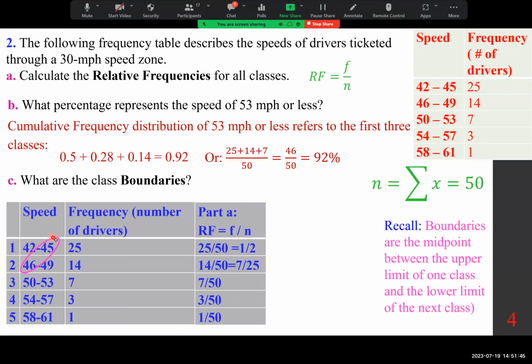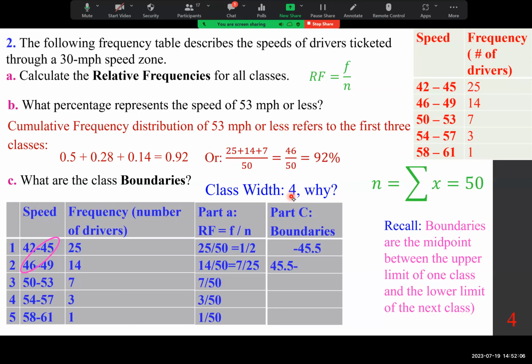Then, do we have to calculate the rest of them in the same manner? It's easier if we go with the width. The class width is 4. Why is that? I want to make sure everybody understands why the class width is 4. 45 minus 42 plus 1 unit. I hope you remember that. Or 46 minus 42. I don't know, 57 minus 53 as an example.